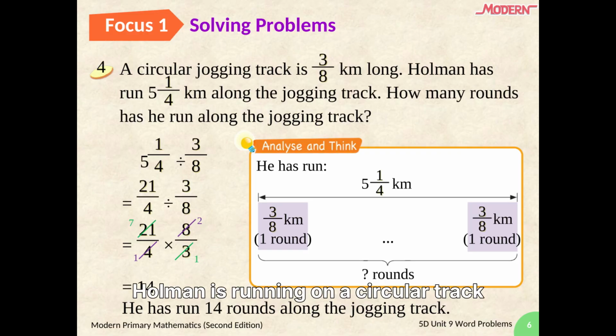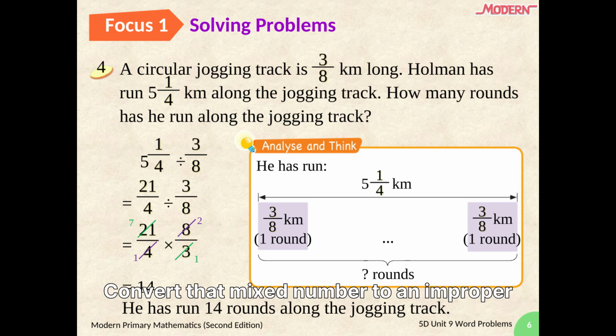Holman is running on a circular track that's 3/8 of a kilometer long. He has run 5 1/4 kilometers. Thinking way: we want to know how many rounds he's run. This means we're finding how many times the track length fits into his total distance. Total distance divided by track length. That's 5¼ divided by 3/8.